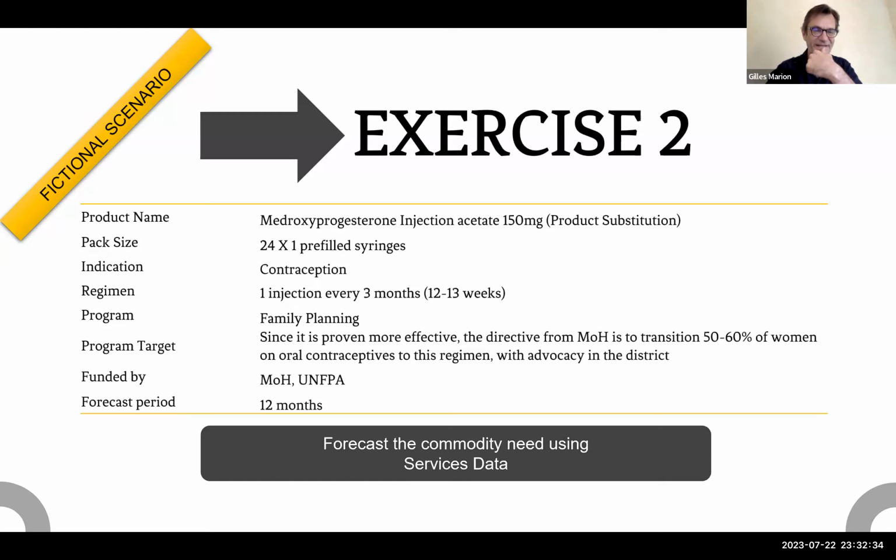It's changed its name. A forecast period, 12 months. So here we are going to use service data. D'accord? It's family planning. Okay, we'll check. We'll use service data.